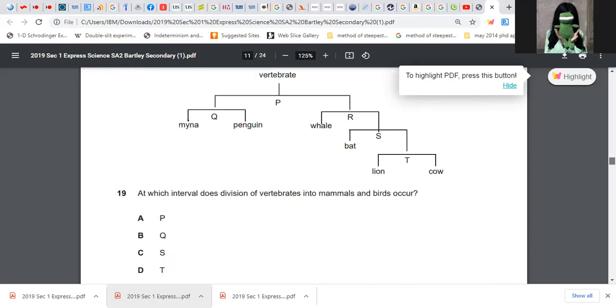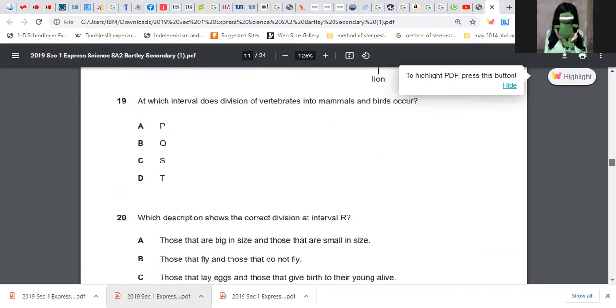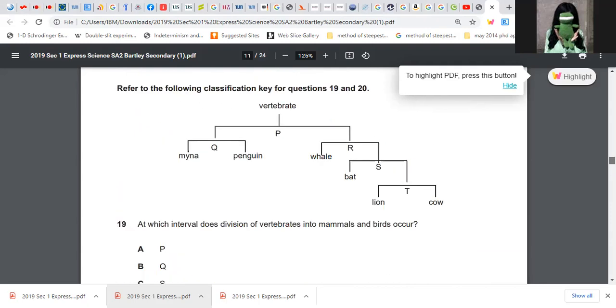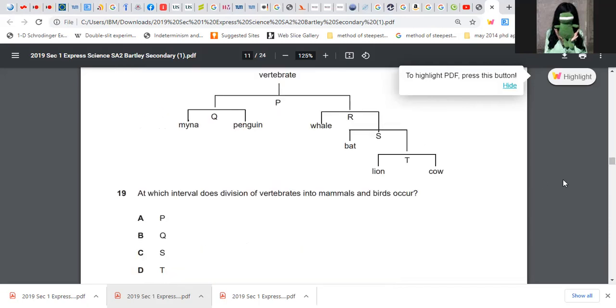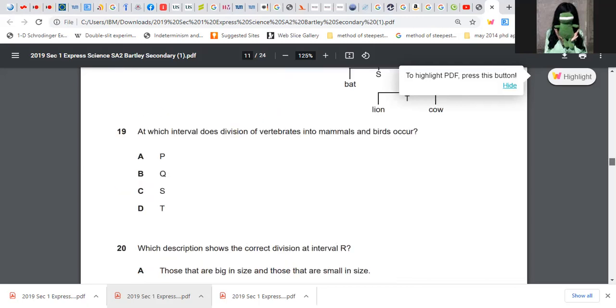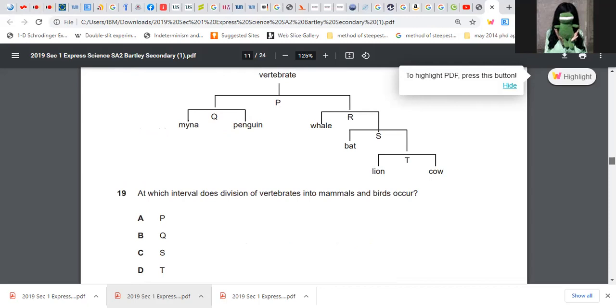Those that live in water and those that live on land. So is that the correct answer? Yes. Okay. And what was your original answer? B. Okay, why did you choose B? Because I saw the bat at the bottom, and the bat can fly. So you must look at the whole thing, okay? Cannot just look at one part, okay?